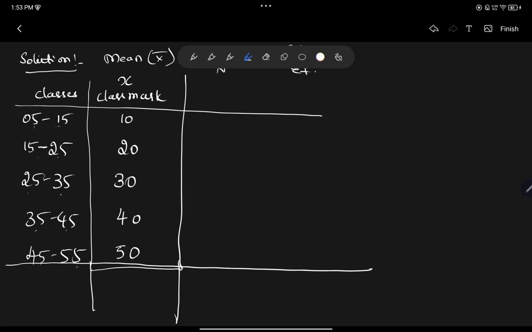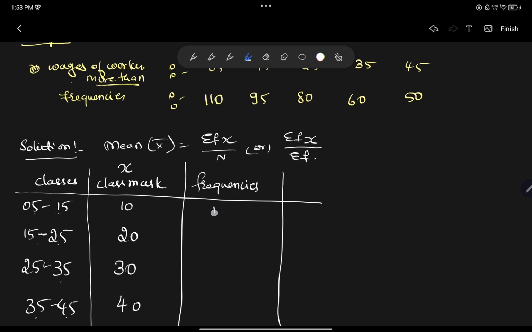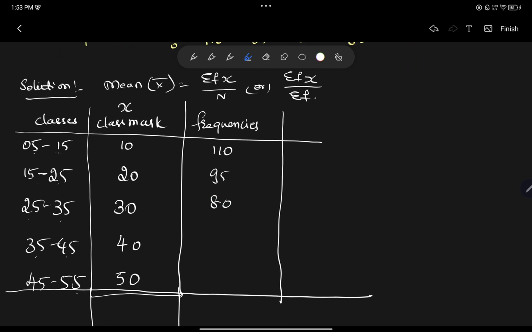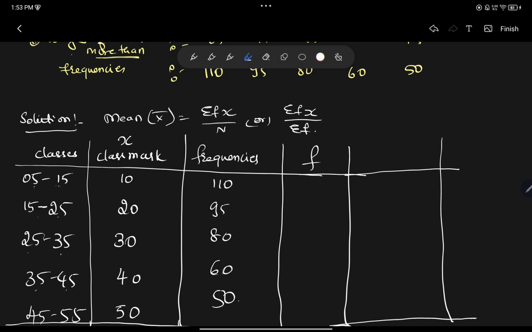Next, they have given frequencies. They have given frequencies like 110, 95, 80, 60 and 50. We need to find the f here, because when they give more than values, the frequencies which they have given is not the actual frequency which we need.